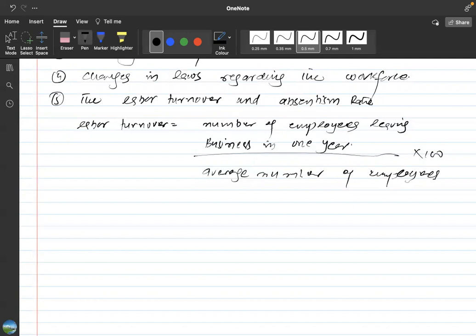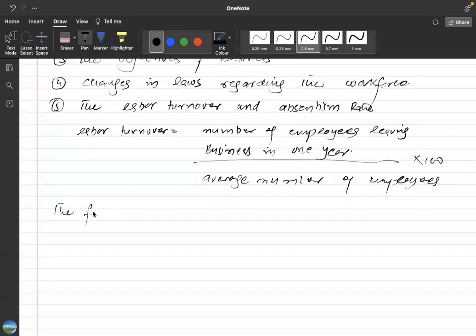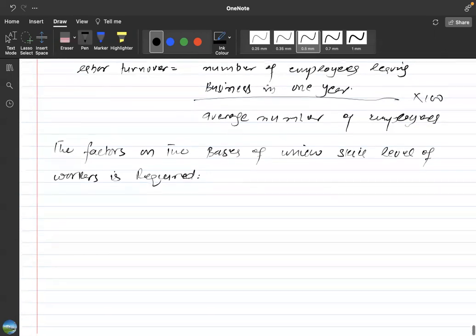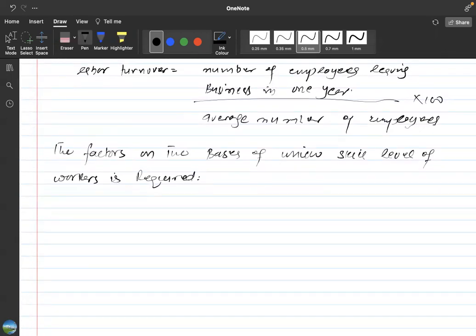So these were the factors on the basis of which we look at the number of employees required. The factors on the basis of which skill level of the workers is required. Okay.